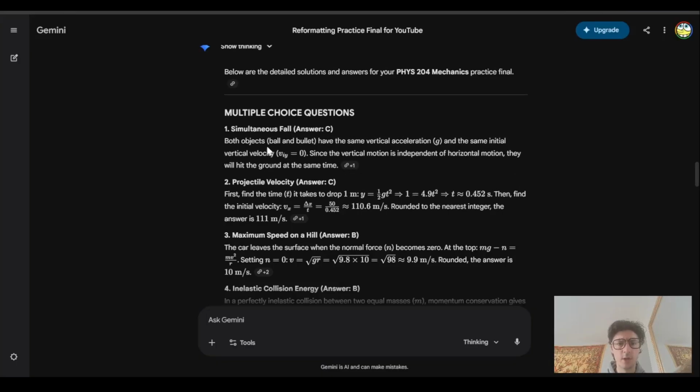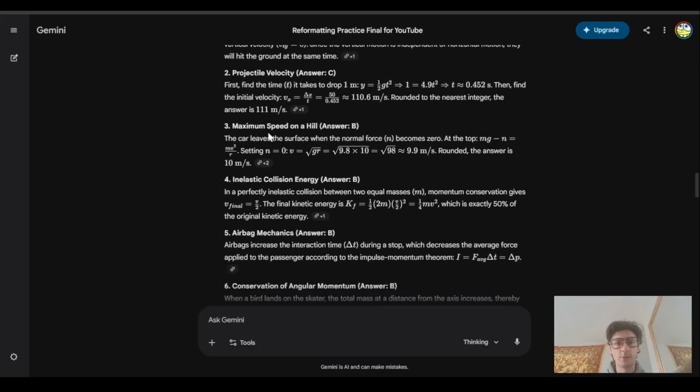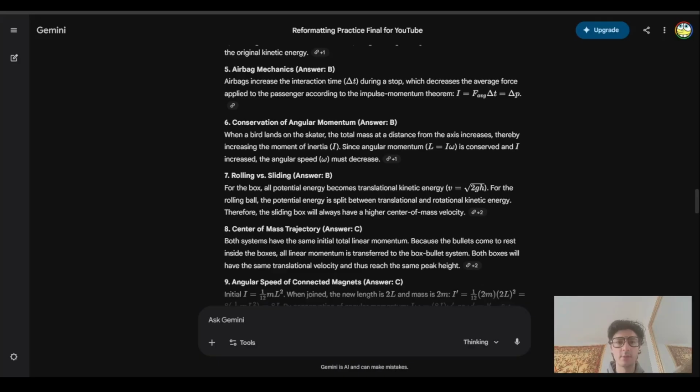Multiple choice. Both objects, ball and bullet, fall at the same time. I think that was good. Projectile velocity, we got 111 meters. I think that was good. Maximum speed on a hill, we got 10 meters. That was good as well. Inelastic collision, 50%. We got that. That's awesome.